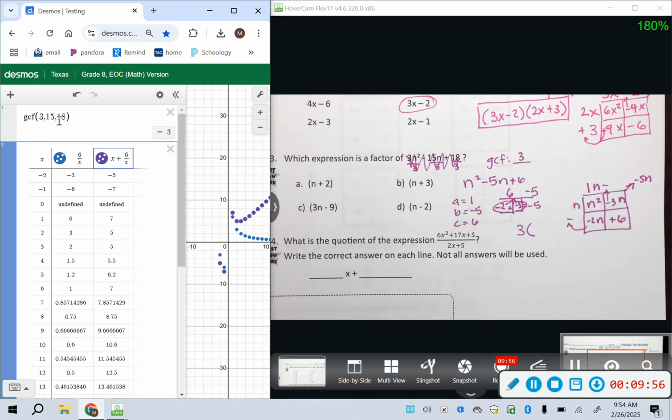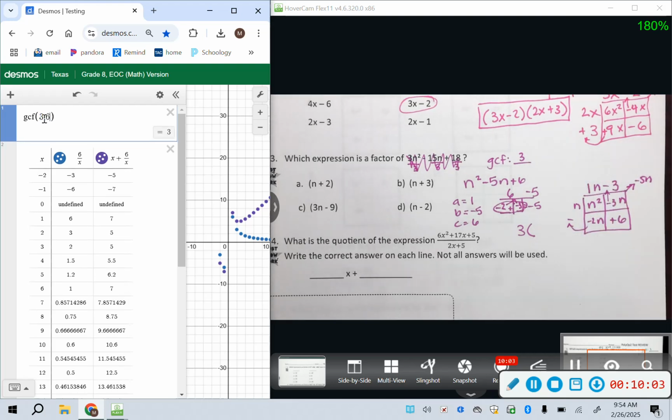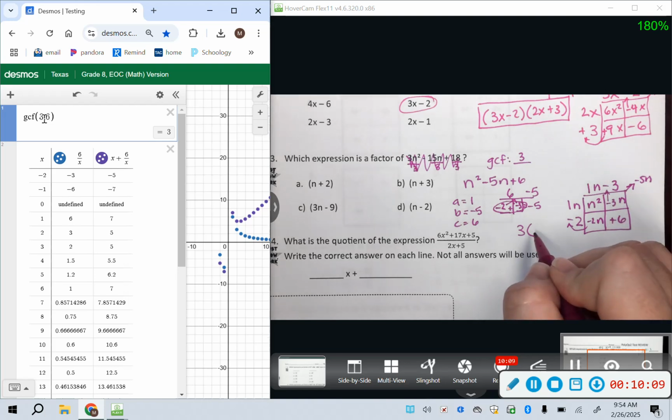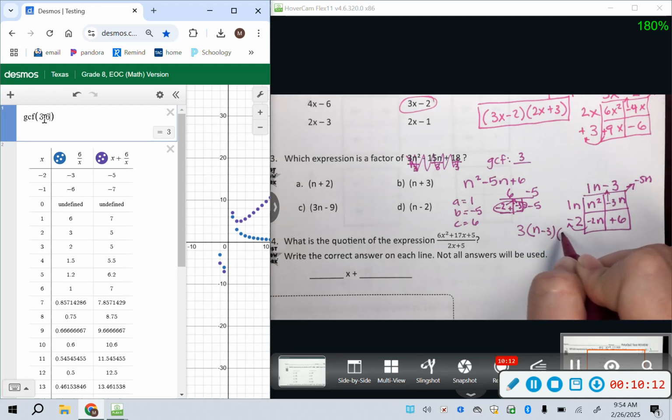and we can use our calculator. 3, 6, is 3. 1 to 3 is 1. 2 to 6 is 2. So my answer is 3, parentheses n minus 3, n minus 2.